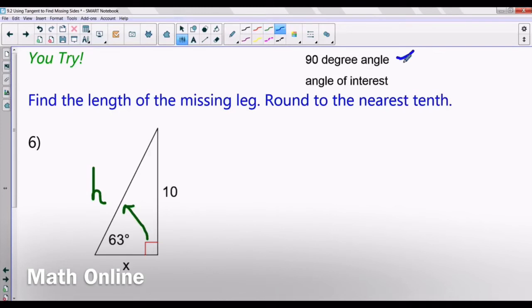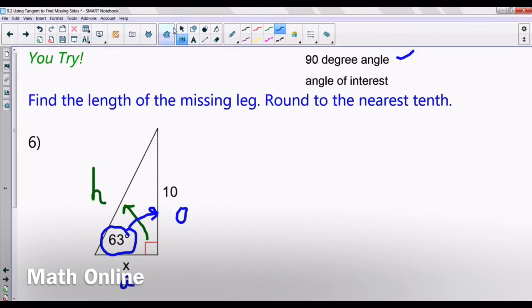Now, the angle of interest. The angle of interest will always be the number that has that tiny little circle on the right side. Does this value have a little circle? Nope. Does the 10 have a tiny circle? Nope. Does the 63 have a tiny little circle? Oh, yes. That little circle means degrees. So 63 degrees is the angle of interest right there. Across the angle of interest, we will always find what side? Opposite. So the leg with the x is known as the adjacent side.